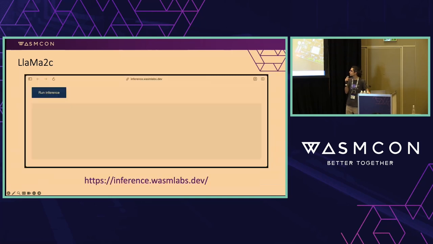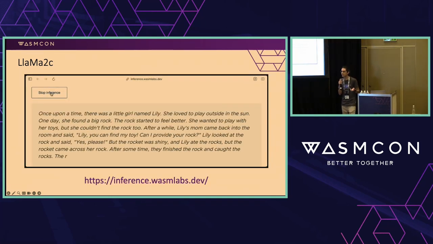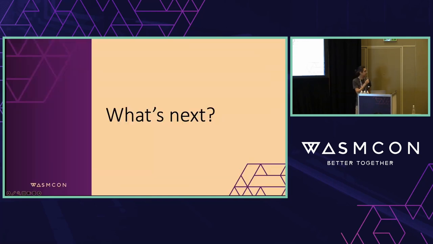But that's not all. I can take it and put it on the browser. Why not? It's just WebAssembly, and the browser comes with a WebAssembly runtime. These are the kind of possibilities that this approach of running inference in WebAssembly opens, that I didn't see before. You can access this URL, inference.wasmlabs.dev, to see how it works and try it by yourself. And yeah, so now, what's next on AI and WebAssembly?